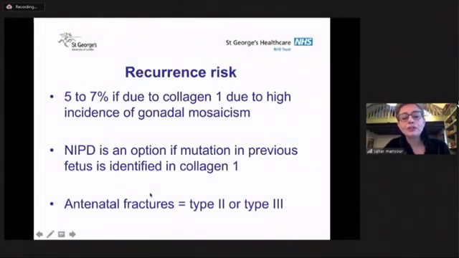It always used to be thought that if you saw a fracture antenatally, then it was always type 2 or type 3 osteogenesis imperfecta, but I've seen type 1 and type 4 presenting just with 1 or maybe 2 fractures antenatally. So be careful. It might not be as severe as you think, unless, of course, there are signs of lethality.